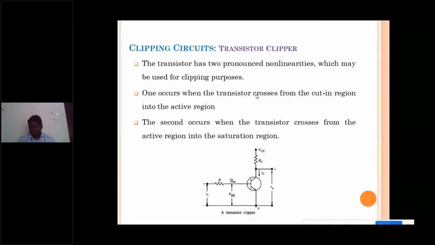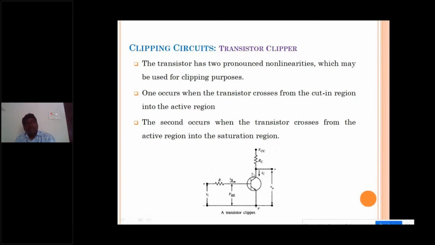Now let us move to transistor clippers. Till now we have gone through diode clippers. That means the diode is the main element to clip at any portion. But now we are moving to transistor clippers, where the transistor is the element that clips at some particular place. Now this is the circuit. If you use a transistor in this particular configuration, you can use it as a clipping circuit. Now look at here.